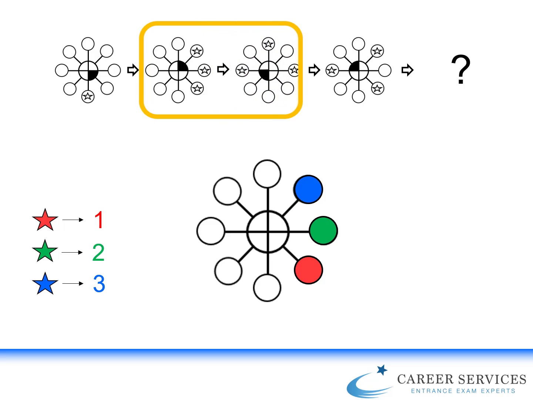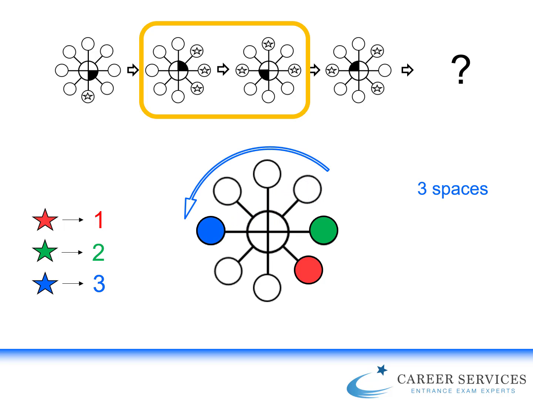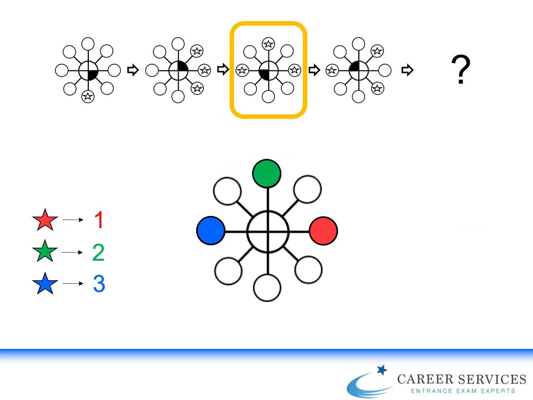Now let's examine what happens between figure 2 and figure 3. The blue star will move 3 spaces anti-clockwise. The green star will move 2 spaces anti-clockwise. The red star will move 1 space anti-clockwise. Now the stars are laid out in the same arrangement as they are in figure 3.